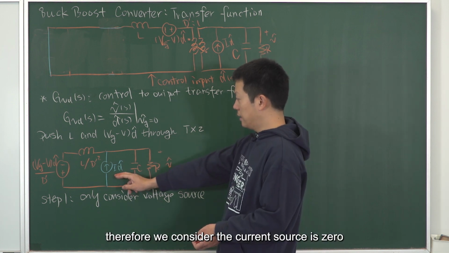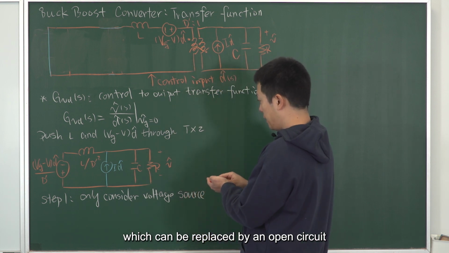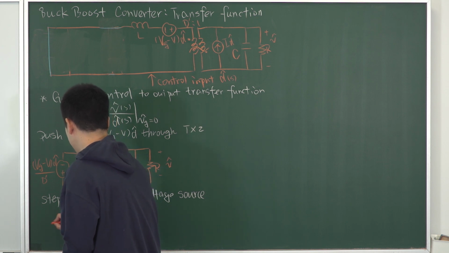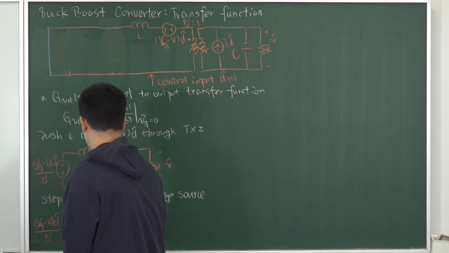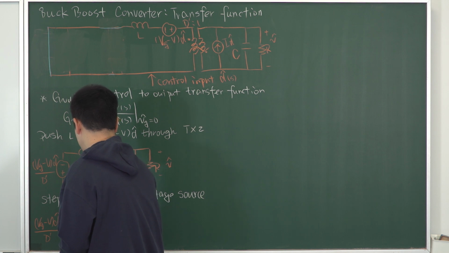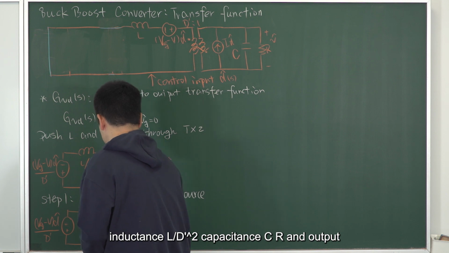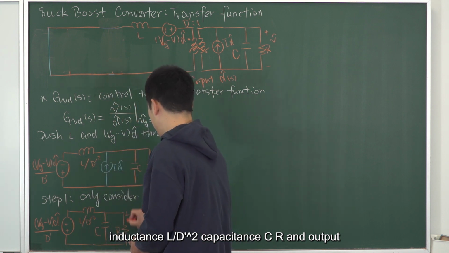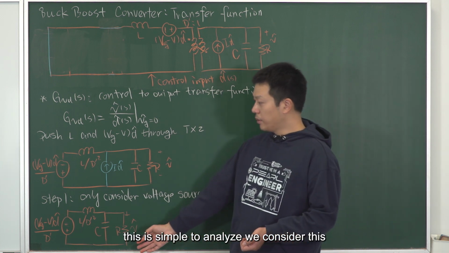Therefore, we consider the current source is 0, which can be replaced by an open circuit. So here's the voltage source, inductance L over D prime square, capacitance C, R, and output. So this is simple to analyze.